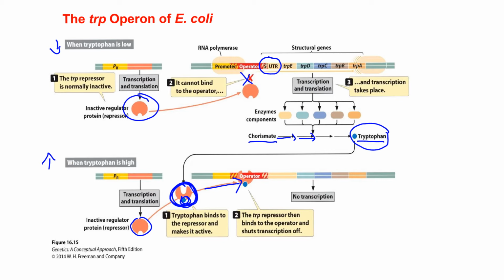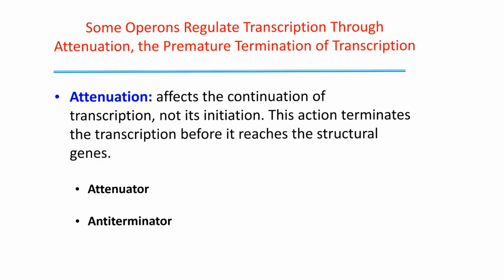So let's now discuss attenuation. What is attenuation? Attenuation does not affect initiation of transcription. It does cause premature termination of transcription before transcription reaches the structural genes by forming an attenuator. Attenuation is one of the normal mechanisms of regulation of gene expression in bacteria besides repression.